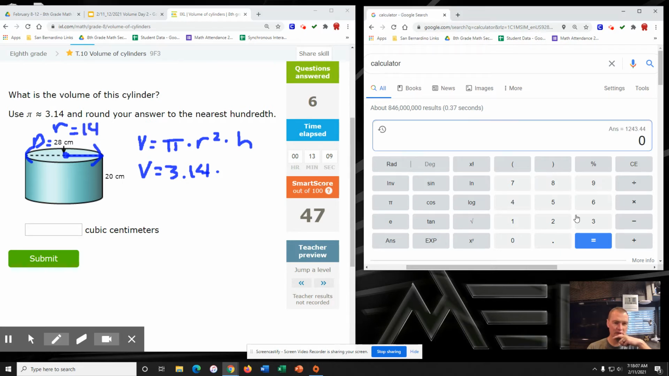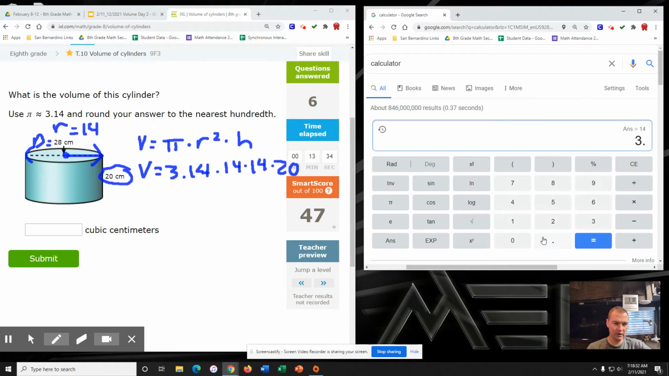All right, and if you need to use a calculator, that's fine. So 28, you want half. So I want to divide. And there's your 14. So that's how you know a radius is going to be 14. So we're going to do 14 to the second power, times the height of 20. Nothing fancy about the height. Height is height, right?